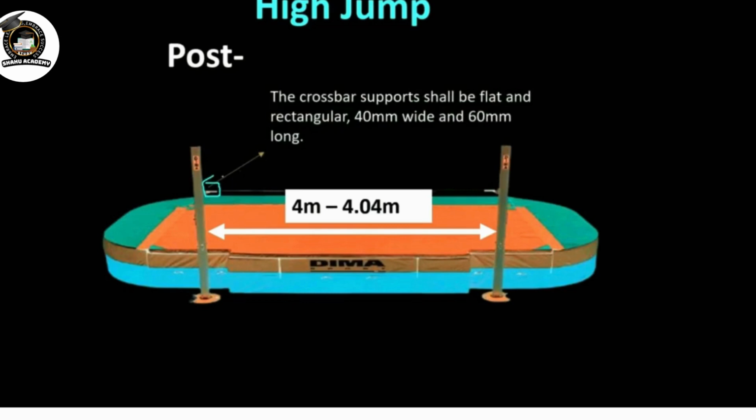See here, it's built to support the crossbar, which is rectangular and 40 mm wide and 60 mm long on both sides. See here, this way the crossbar is placed on it, and it should be flat so that the crossbar can easily rest on it.